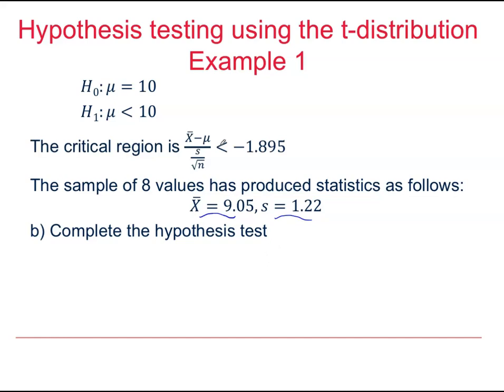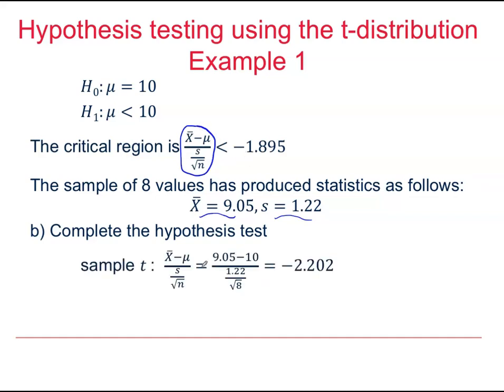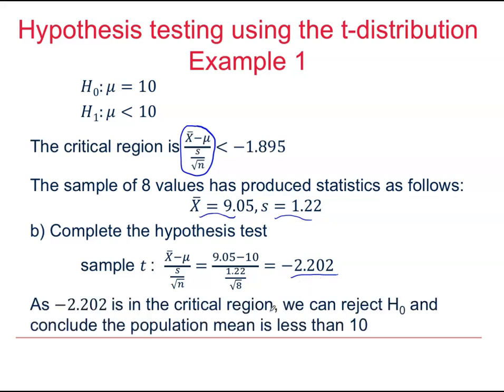What we need to do is to calculate this quantity here and find out whether it's in the critical region. When we calculate that value, we get the value minus 2.202. And if we now compare that to the critical region up above, we can see that this sampled value for t, minus 2.202, does lie in the critical region. This means that we can reject H0 and reach the conclusion that the population mean is less than 10.